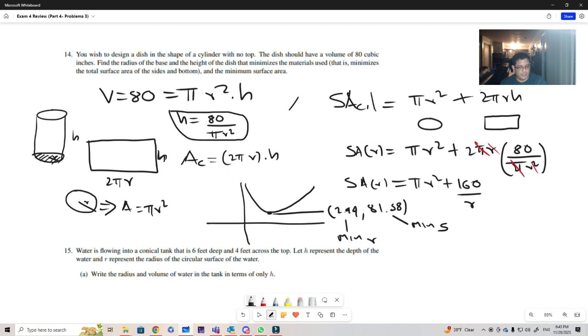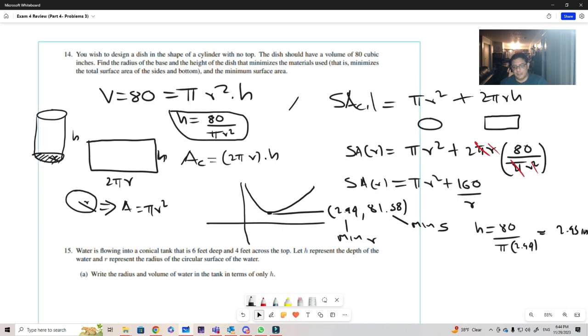And from plugging this in h, we're going to find out that the minimum h is going to be 2.95 inches. So that's how you go about finding the minimizer for this. Remember, you can use any graphing device for finding the chart of this function. So whether you use a calculator or Desmos, any of these two works.